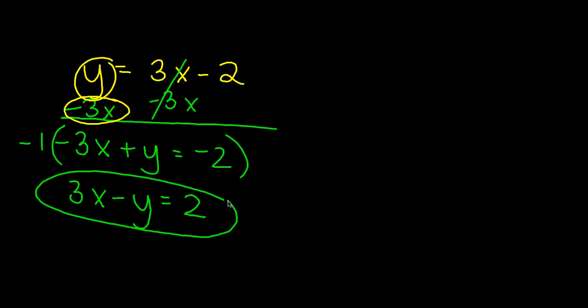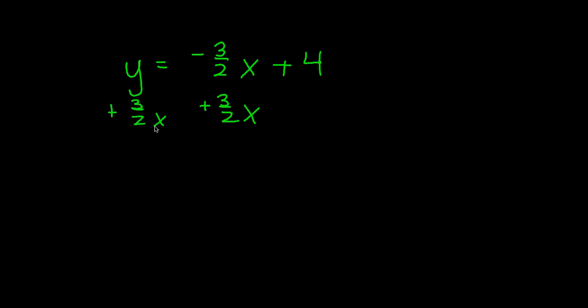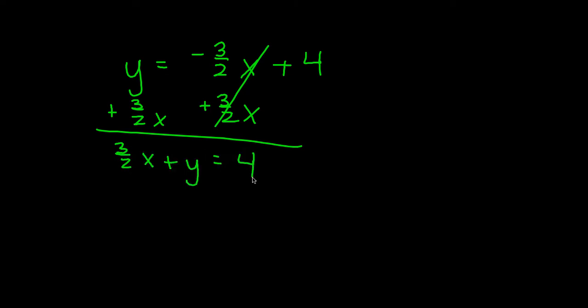All right, let's take a look at another one. Let's do one more that has a fraction in it. Let's do something like y equals negative 3 over 2x plus 4. First thing I'm going to do is move the x back over. I need the x and the y on the same side. And that's going to give me 3 over 2x plus y equals 4.